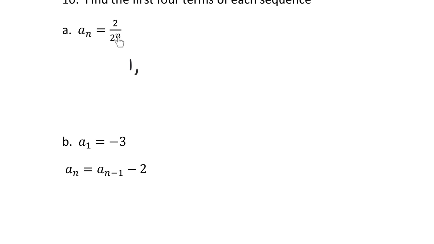2 squared is 4. 2 divided by 4 is 1/2. To find the third term, we plug in n equals 3. 2 to the third power is 8. 2 divided by 8 is 1/4.